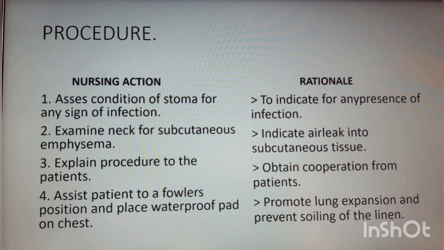Next, explain the procedure to the patient and teach means of communication such as eye blinking or raising a finger to indicate pain or distress. We explain the procedure in order to obtain cooperation from the patient. Next, place the patient in Fowler's position and place a waterproof pad on the chest in order to promote lung expansion and prevent soiling of the linens.